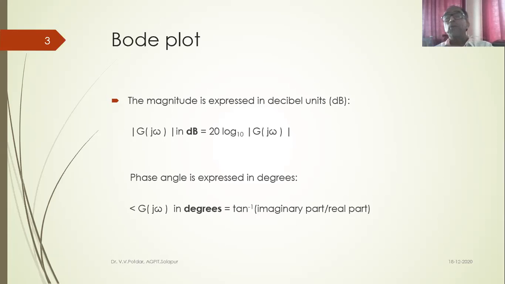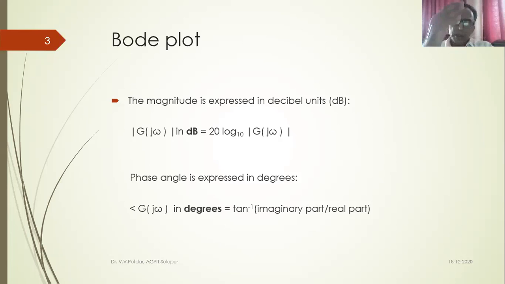Now this is how, from my transfer function value, I need to find out the magnitude in decibel, I need to find out the phase angle in degrees, and then I need to plot two graphs: one, magnitude versus omega or log of omega, let us say, and second, the graph of phase angle in degrees versus log of omega or omega on the x-axis. So these two plots together are called Bode plots.